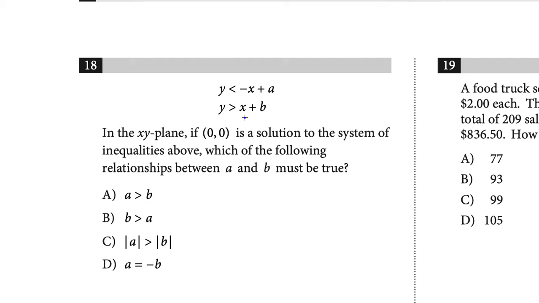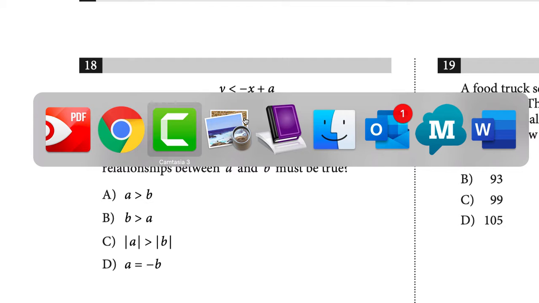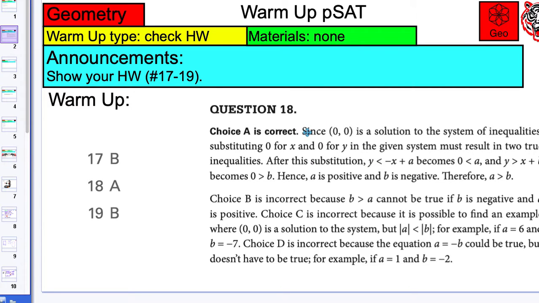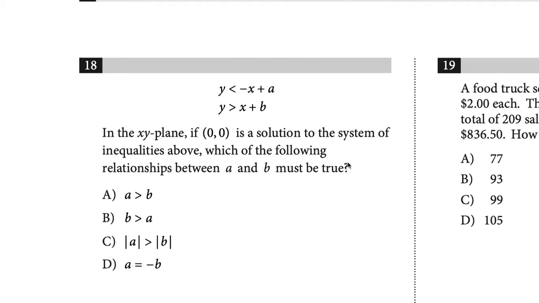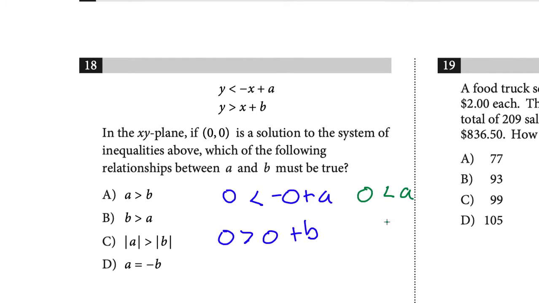I'm not sure. And I guess this is the time where we can go and see the solutions and learn how to read those. Did I put that up on the warm-up? Did you guys read the warm-up? Oh yeah, so I put number 18 up on the warm-up. Okay, so they choose a number and see that it's correct. Oh, I totally didn't even read that part. If 0, 0 is a solution, then which of the following must be true? So let's plug in 0, 0. If I plug in 0, 0, I get 0 is less than or equal to -0 plus a, and 0 is greater than 0 plus b. If I simplify both of these, I get 0 is less than a, and 0 is greater than b.